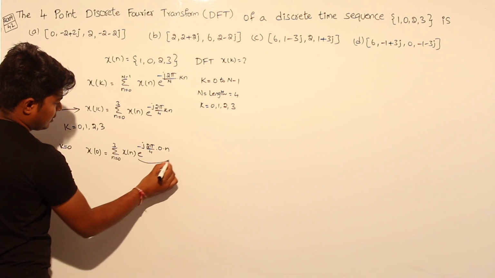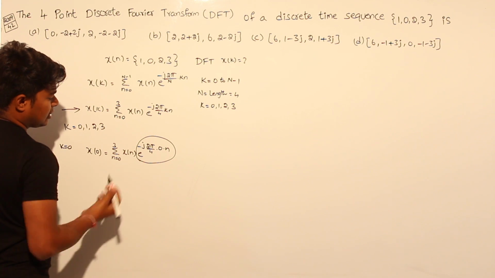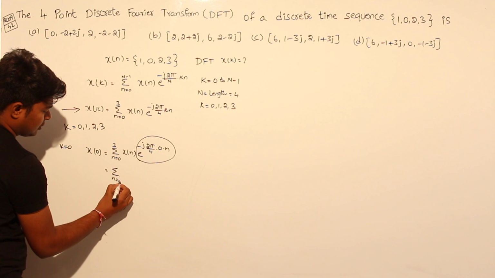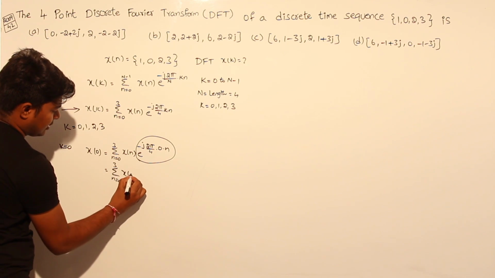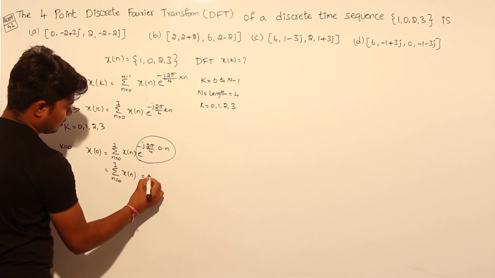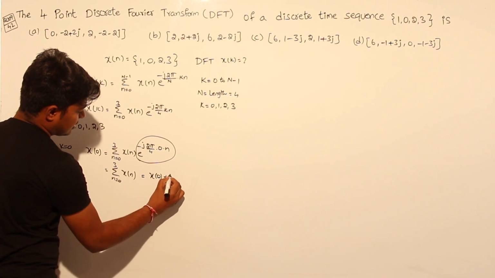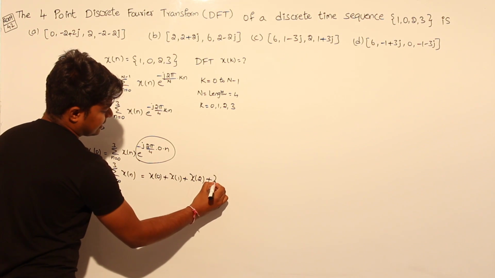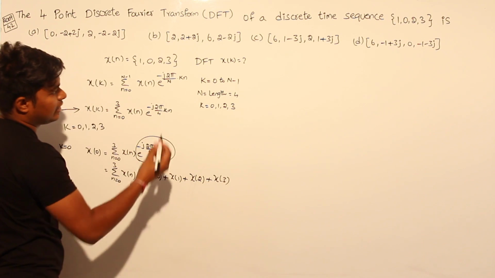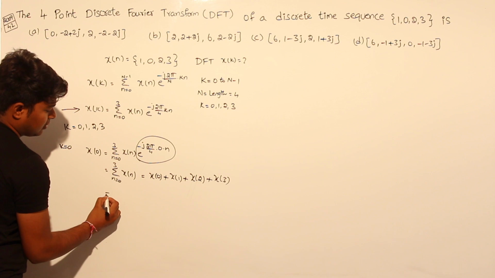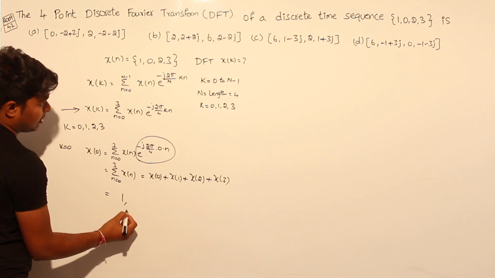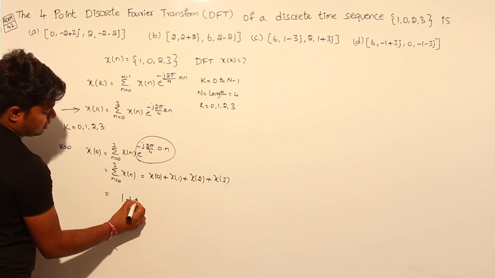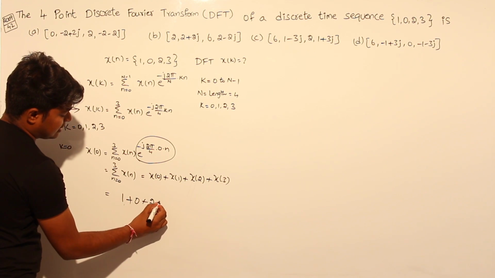So here if you observe, this total term e power 0 is nothing but 1. So we need to find just the summation n equal to 0 to 3 x of n. So simply expand this, it will be equal to x of 0 plus x of 1 plus x of 2 plus x of 3. So we have got the values. What is the x of 0 value? X of 0 is 1, x of 1 is, sorry, this should be summation 1 plus 0 plus 2 plus 3.